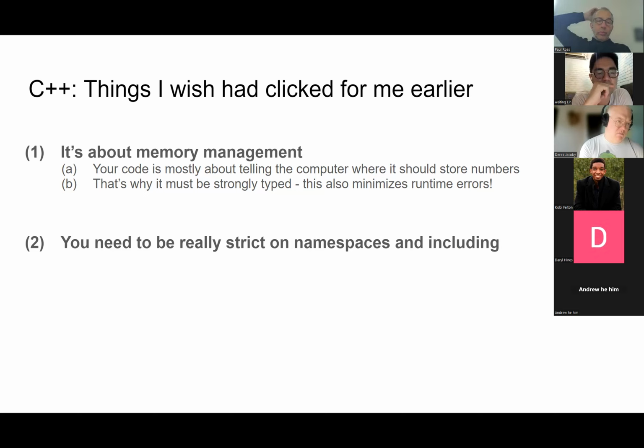Additionally, you need to be really strict on namespaces and which things you include and how. Because there is so much scoping of what memory is available, it's really, really useful to say, okay, great, I am going to say that this variable needs to exist for the length of this function and then can disappear, because then that memory can get freed back up.